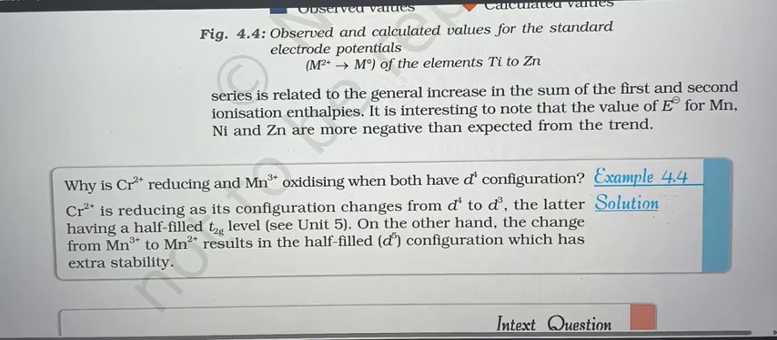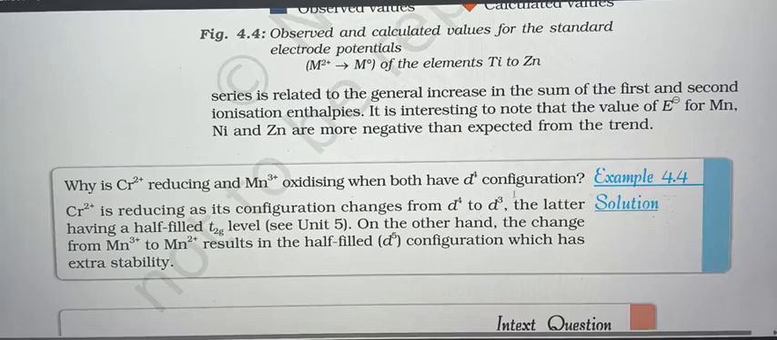And for manganese 3+, it is an oxidizing agent, meaning this will get reduced, meaning it will take an electron. Why? Both of them are having the same electronic configuration. Why is this happening? See, Cr2+ is the reducing agent where it is going to give away one electron. So 4 were there, it will give away one electron and become 3.